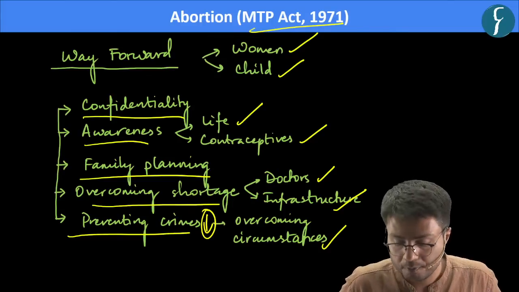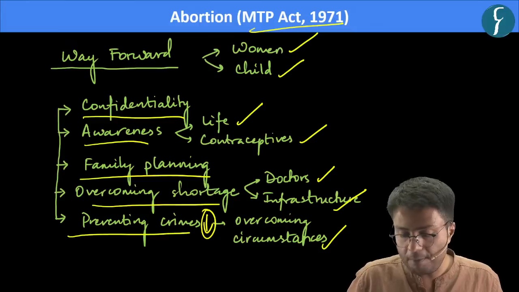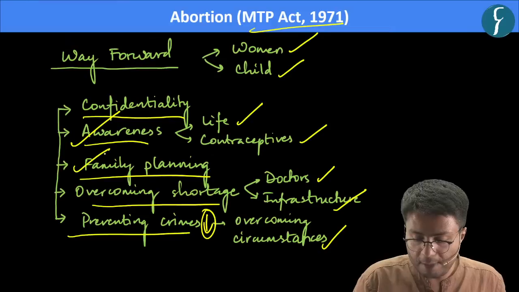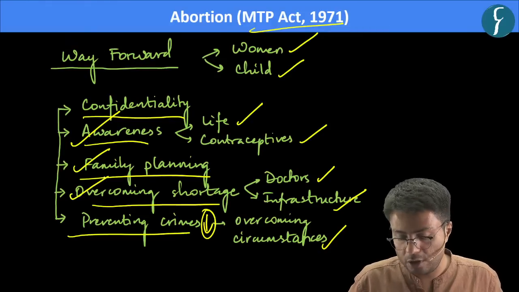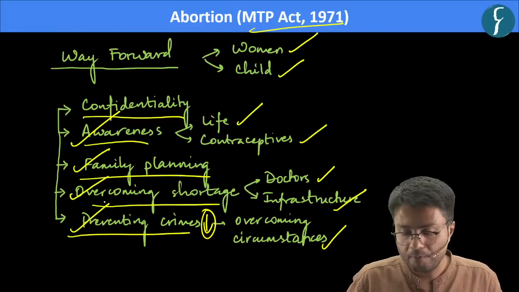Therefore, to improve the implementation of the MTP Act, we need to raise awareness, encourage more family planning measures, overcome the shortage of doctors and infrastructure, as well as prevent crimes that lead to rapes.